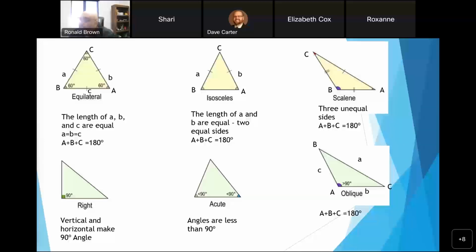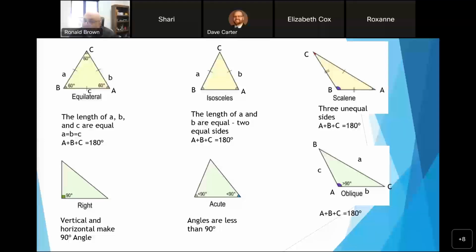For an isosceles triangle, A and B are the equal sides, and C is not the same as A and B. But all the angles will still add up to 180 degrees. Scalene triangle, all three sides are unequal, which means they're not the same length. Again, all the angles will add up to 180 degrees.